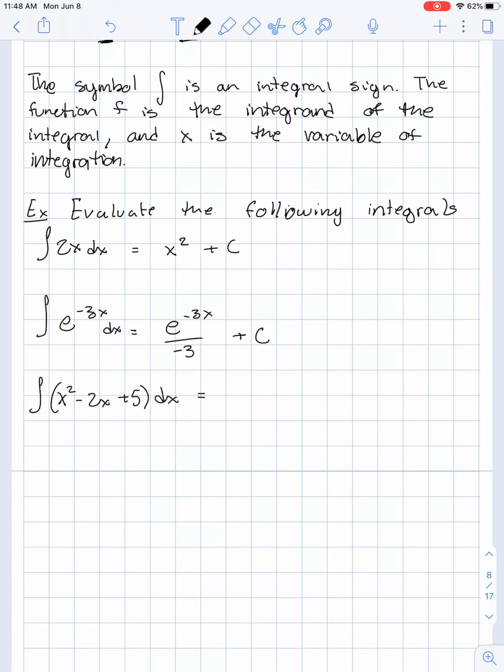All right, and now we have this one. Sum and difference rule says I can split them up. That also means that the dx can go to each one of them, which is also good. If it was just on that 5, I literally don't know what I would do. So I can write this as the integral of x squared dx plus the integral of 2x dx plus the integral of 5 dx. And now I can work on them just like I did with derivatives, one term at a time.